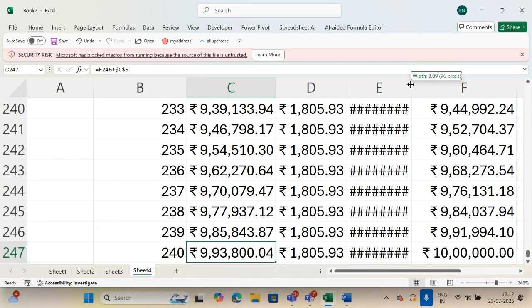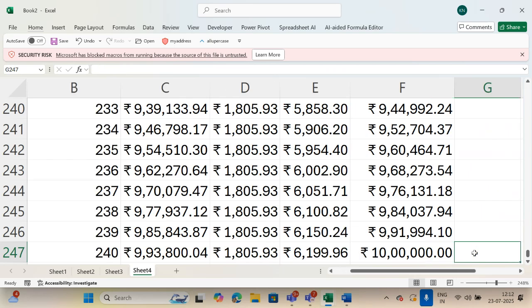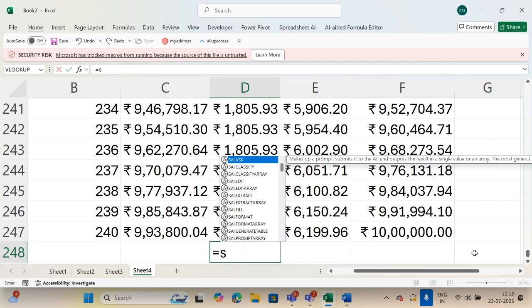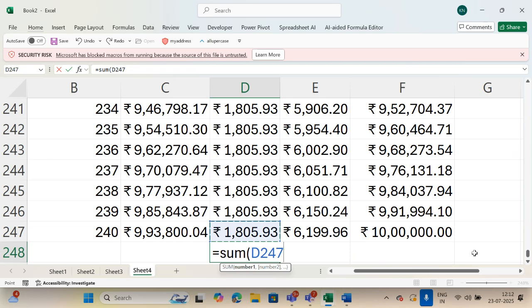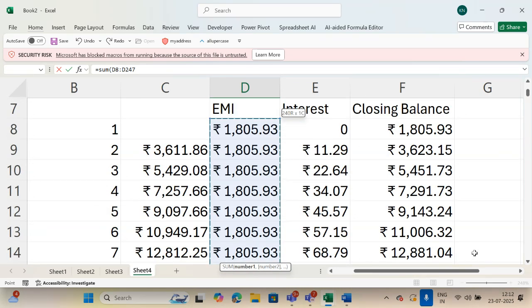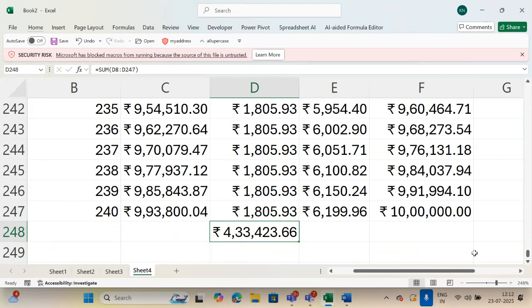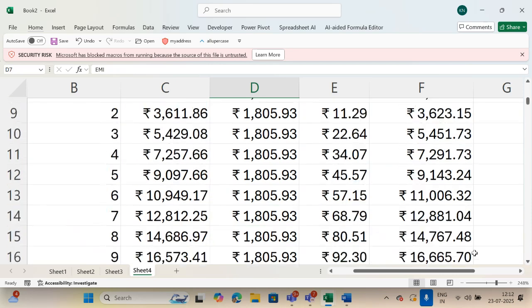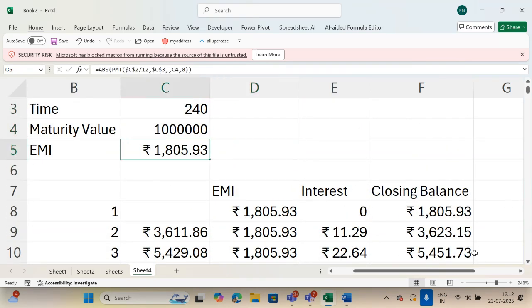See, after 20 years, your amount will be 10 lakh rupees. How much amount you need to pay is equal to sum. You need to pay only 4,33,423 and you will get the 10 lakh rupees after 20 years. But this calculation is very difficult, as you already know.